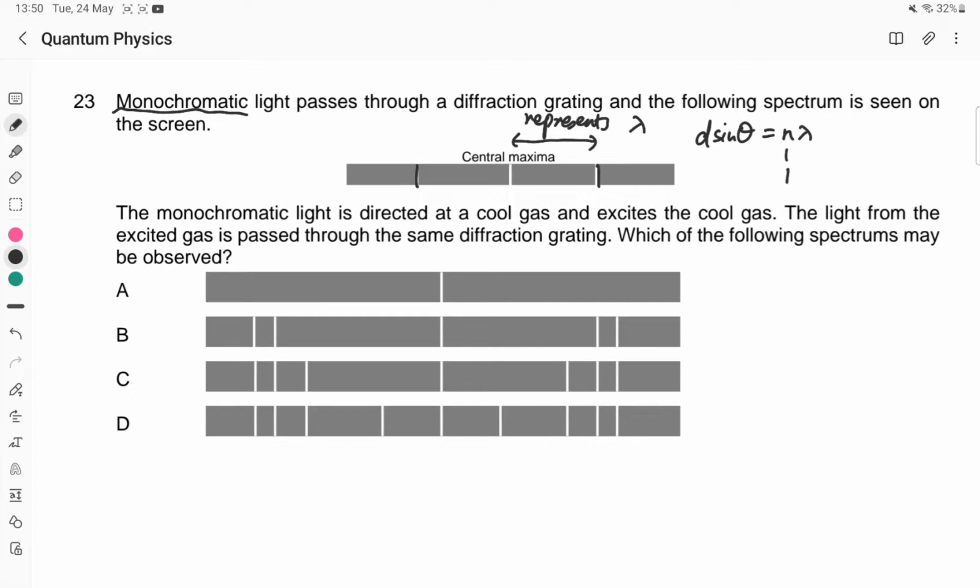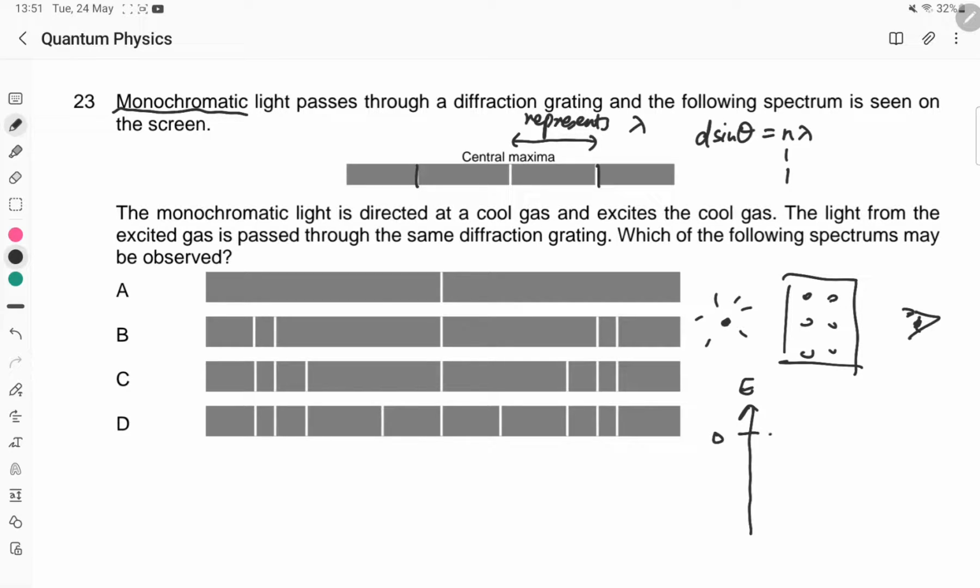Now we are passing this particular light through a cool gas. So this is the light source, passing through a gas, and we're going to analyze from here. So what's going to happen? Well, this light is absorbed by this gas, and we do not know the energy structure of this gas, the energy level diagram. But let's just deduce in a logical way.